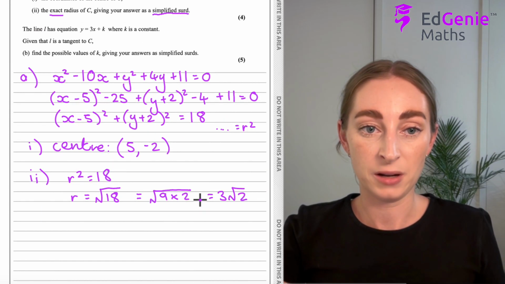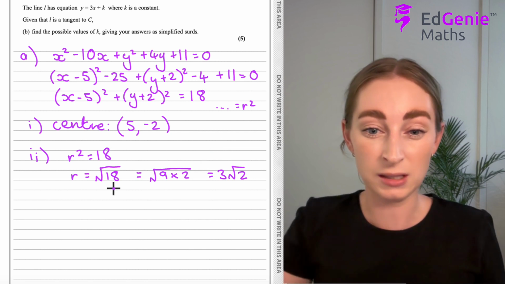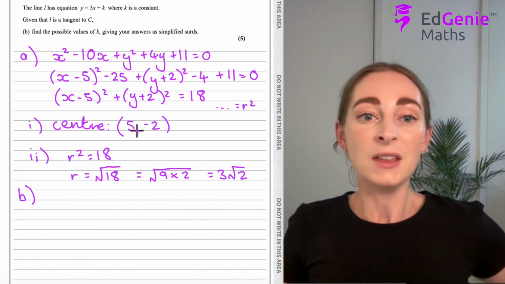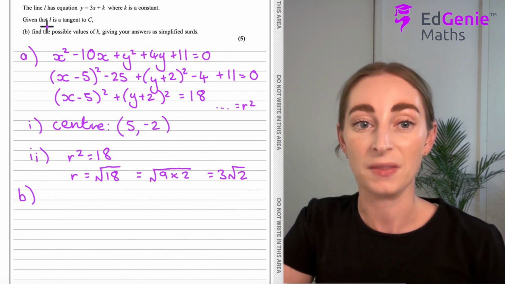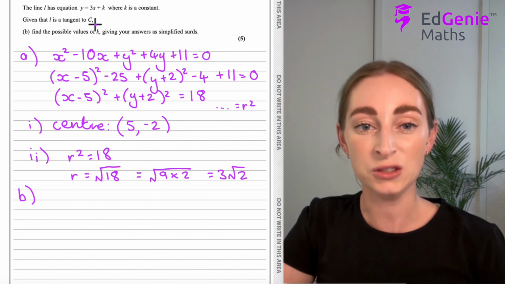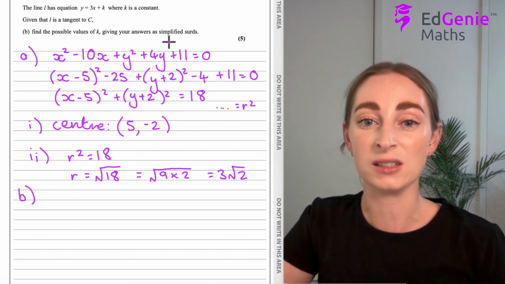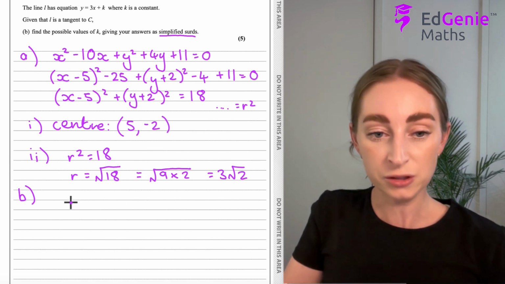Right, part B. Let's give us a bit more space. It's 5 marks. I think it's going to be a little bit fiddly, this one. The line L has this equation. K is a constant. Given that L is a tangent to C, find the possible values of K, giving your answers as simplified surds. So let me just show you what this looks like.